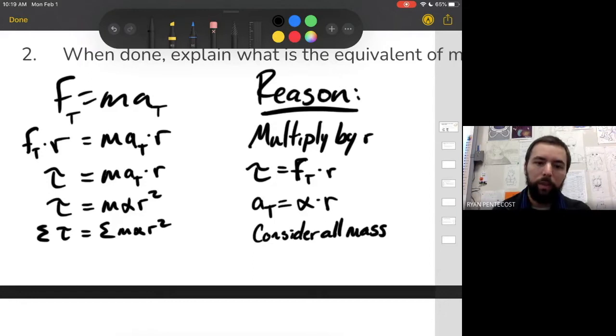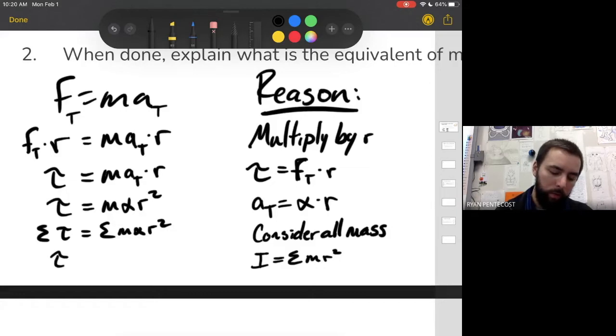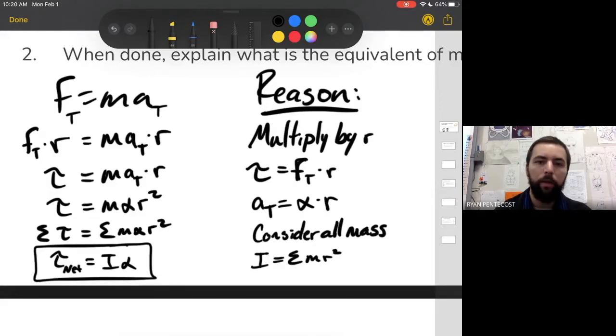However, here is where we introduce our new concept. I, which is the symbol for moment of inertia, is the summation of all particles' mass and their radii squared. So now this becomes net torque equals I alpha. That is Newton's laws in angular world, right?